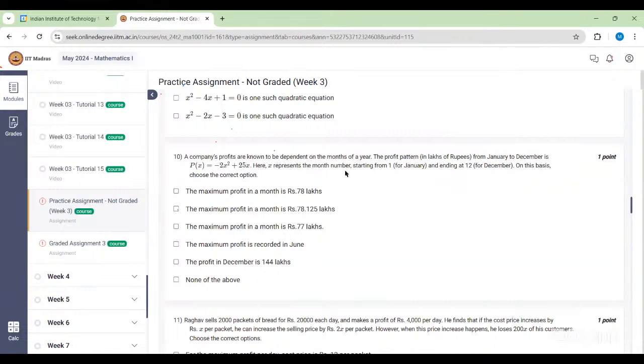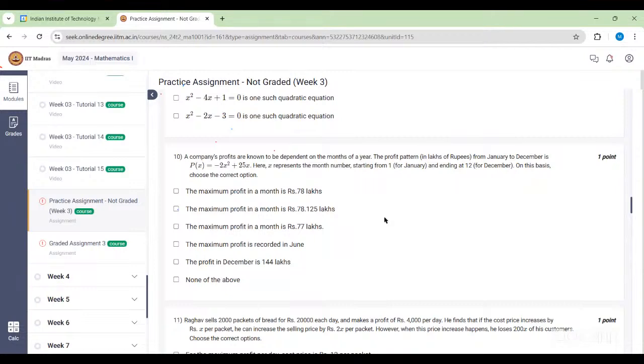So what's your doubt in this question? The maximum profit is at minus b by 2a, no? Because it is a downward parabola, the vertex will give us the month. The value of x will give you the month in which you are getting the maximum profit, and the y coordinate of the vertex will give you the amount, whether it is 78 or 78.125 or 77. Just try to find out. It's not that difficult.